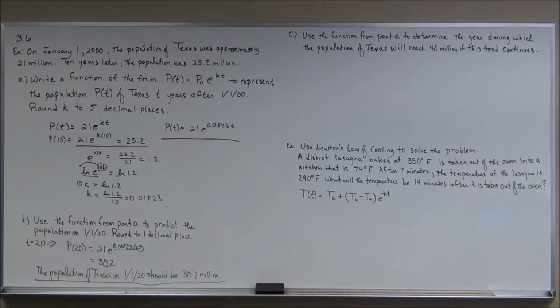Okay, hopefully you can read that all right. My handwriting's a little sloppy here. Now, I'm going to go back to part A. It says to use the function in part A to determine what year the population of Texas will reach 40 million if the trend continues.